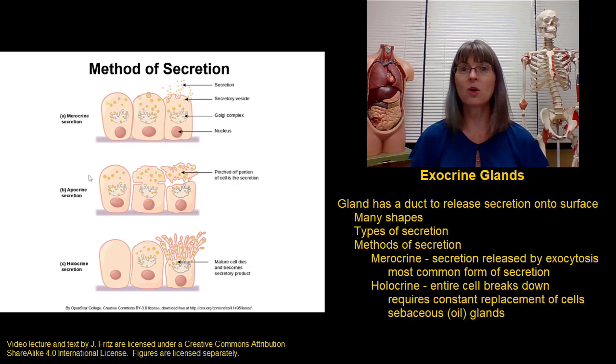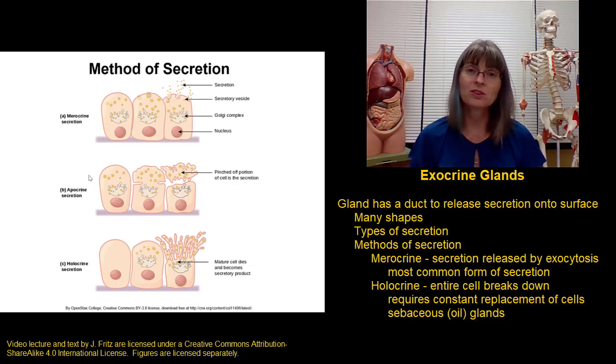Another type of secretion is holocrine secretion. In holocrine secretion, the whole cell is broken down and released as part of the secretion. This requires continual replacement of the cells because instead of just releasing some secretion from a cell, which can then make more secretion, the entire cell disintegrates and becomes the secretion. So we have to have a constant supply of new cells to replace those that are disintegrating.